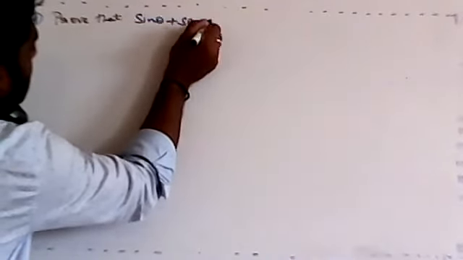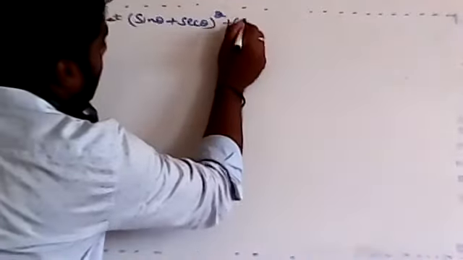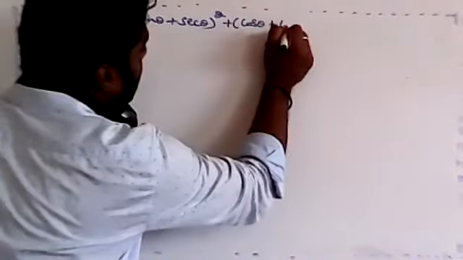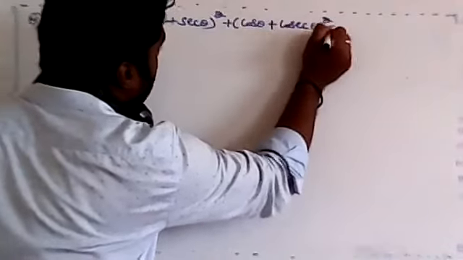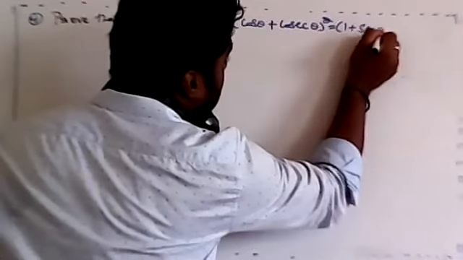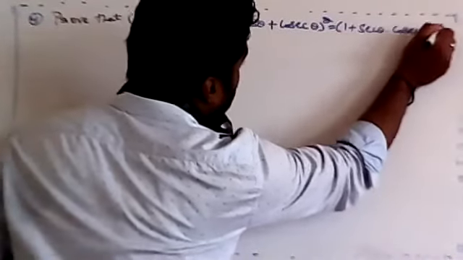Next: sine theta plus secant theta the whole square, plus cos theta plus cosecant theta the whole square, which is equal to 1 plus secant theta into cosec theta the whole square. Okay? Just recalling that one. So move on to the LHS side.